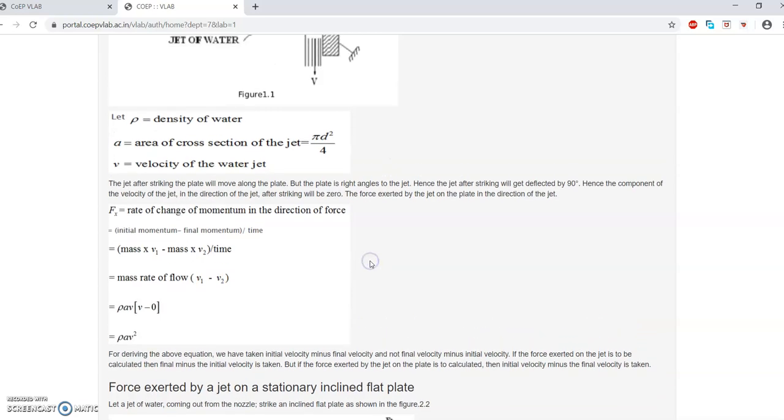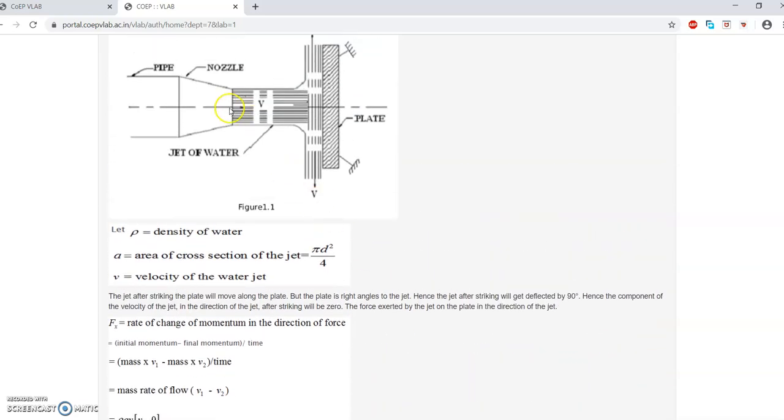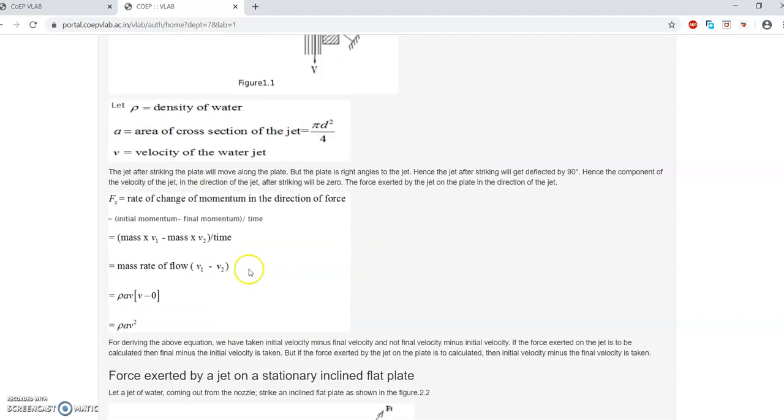Now if you look at the velocity here, this is the velocity v1, and this is the velocity v2. If we try to understand the sign convention, as we are finding Fx here, v2 is 0 here, because it is at an angle of 90 degrees. That's why we have taken v1 as v and v2 as 0. So eventually we get the formula Fx equals rho times area times velocity squared. We are going to use this formula to calculate the force.